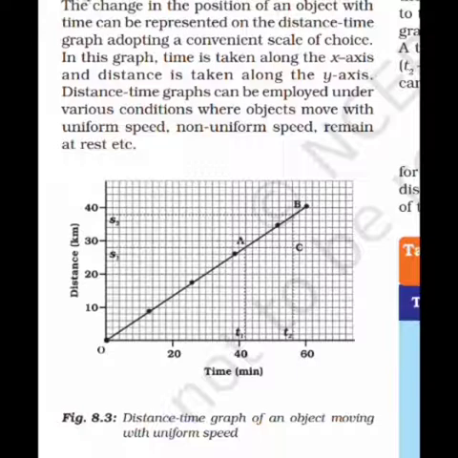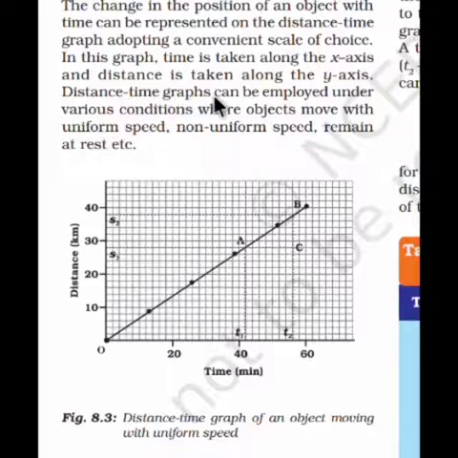Topic number 8.4.1, distance time graphs. The change in the position of an object with time can be represented on the distance time graph adopting a convenient scale of choice. In this paragraph, time is taken along the x-axis and distance is taken along the y-axis.